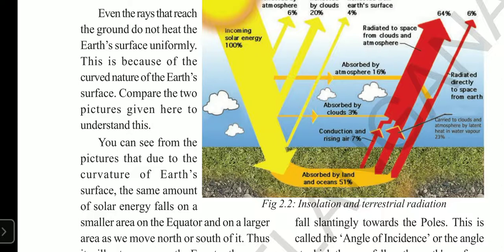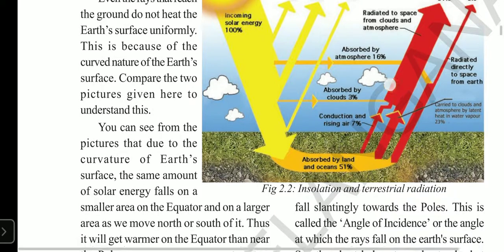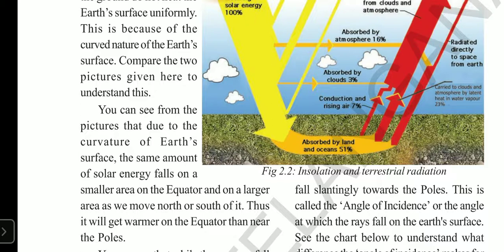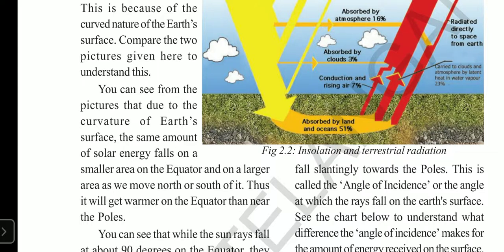And third point we have seen that atmosphere is heated by the terrestrial radiation, not by the solar radiation, right? And these are the points we have seen. Then we have seen the definition of the terrestrial radiation, right? That is, energy reflected by the earth into the atmosphere is called terrestrial radiation, right?